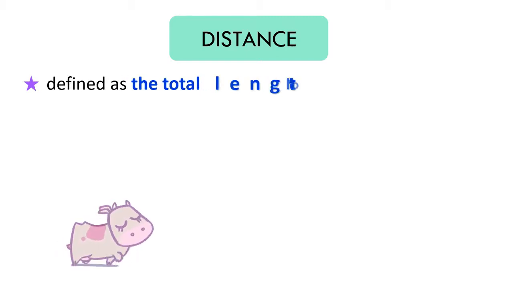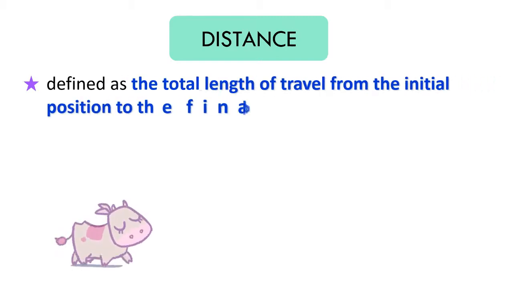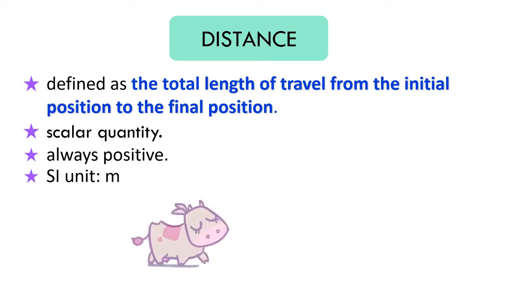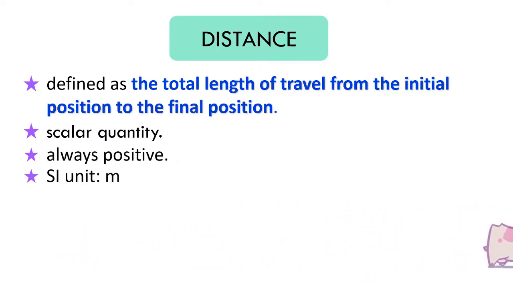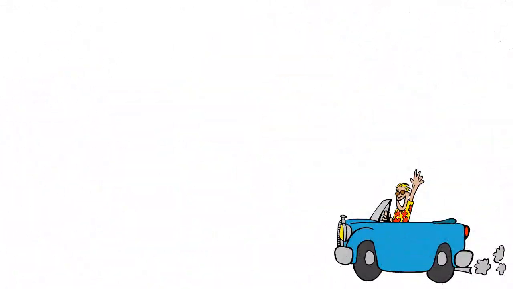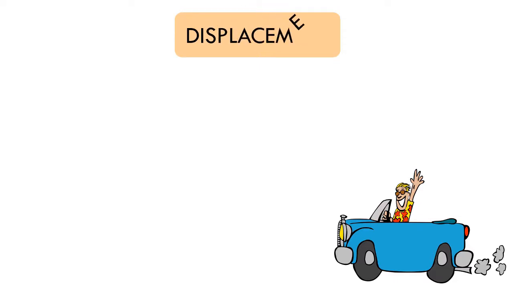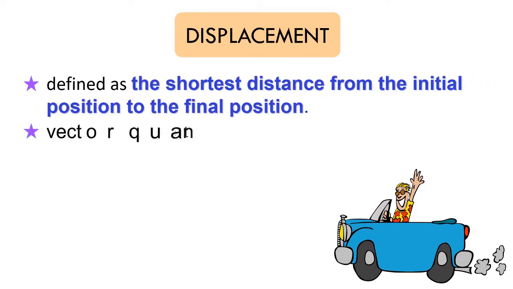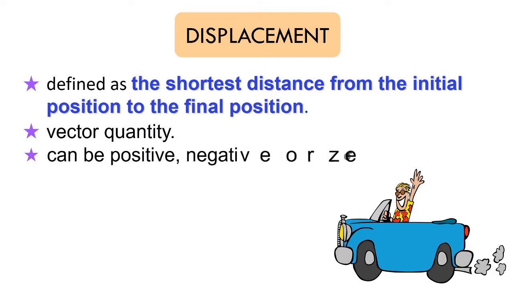Distance. Distance is a scalar quantity. It can be defined as the total length of travel from the initial position to the final position. Displacement. Displacement is a vector quantity. It is defined as the shortest distance of the final position from the initial position of a moving object.